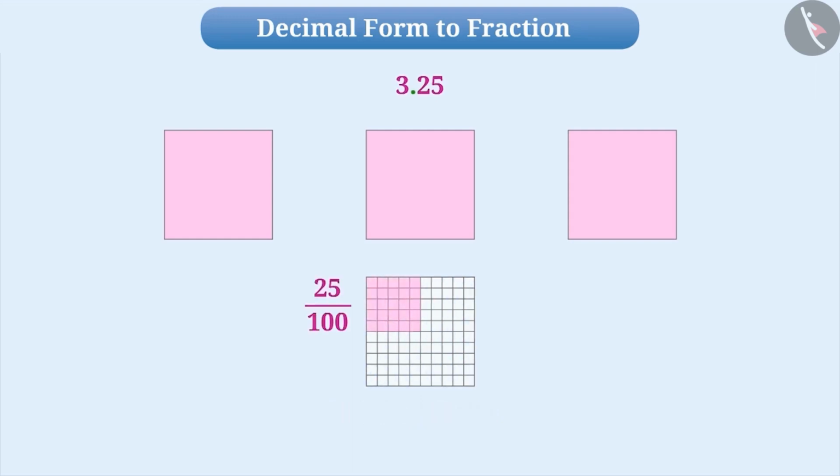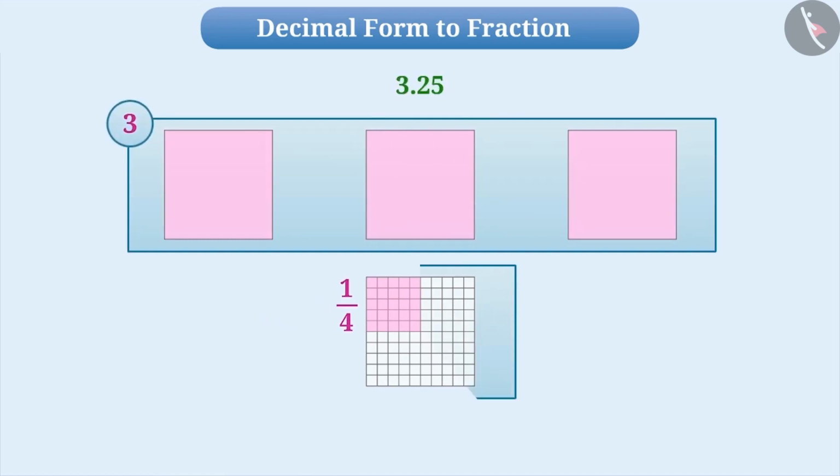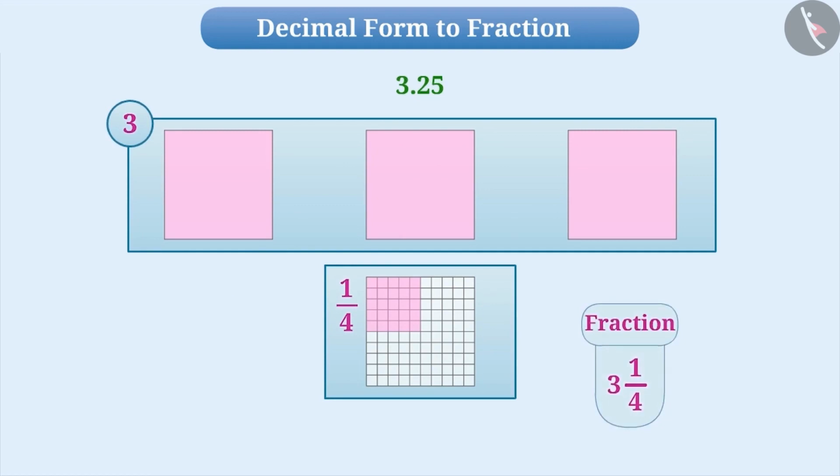So, we will write 1 by 4 in place of 25 by 100. Therefore, 3 whole and 1/4 parts are represented in fractional form as 3 and 1 by 4. Thus, the fractional form of decimal number 3.25 is 3 and 1 by 4.